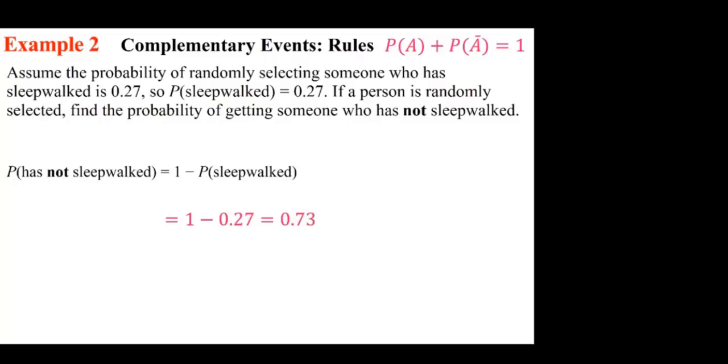I'm following the way it's given, but if I was not given this part and I just had this one, then I would probably define sleepwalking as, let's say, S for the sake of argument. Then I would say the probability of S is equal to 0.27, and the probability of S not would be 1 minus the probability of S, and I would plug in. So I like to define the event by a variable to make life easier as we do the writing.